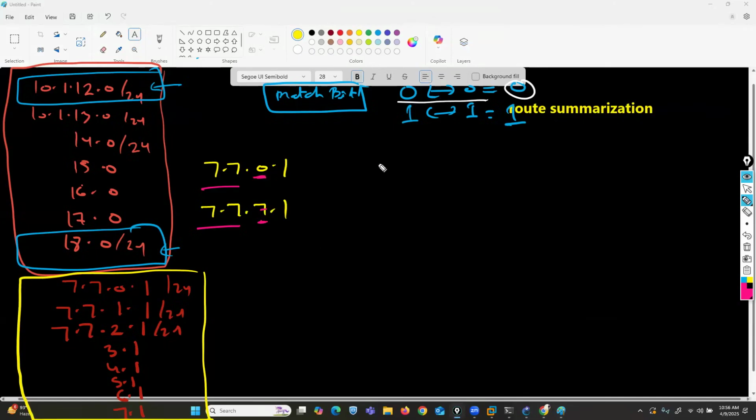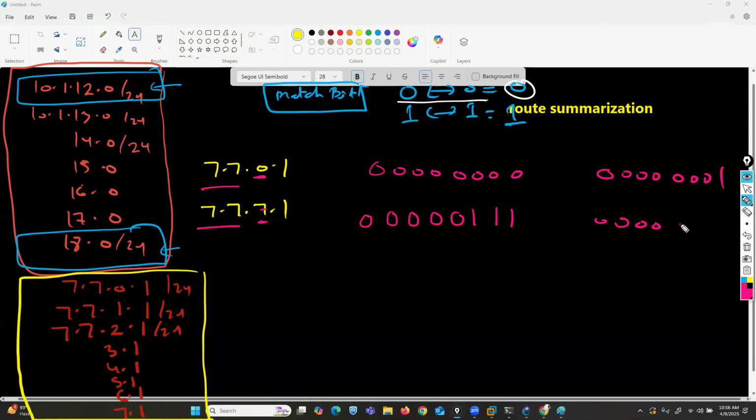Let's change this 0 into binary. So 0 0 0 0 0 0 0 0, and 1: 0 0 0 0 0 0 0 1. Now 7, so we can change 7: 128 no, 64 no, 32 no, 16 no, 8 no, 4, 2, 1. Then 0 0 0 0 0 1 1 1.